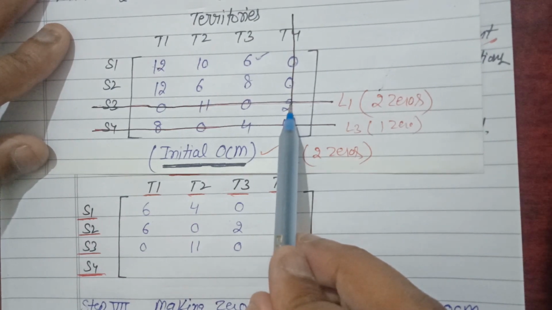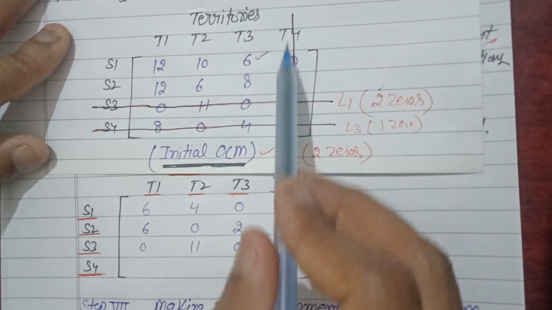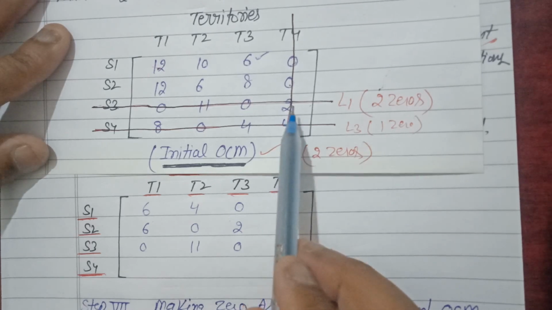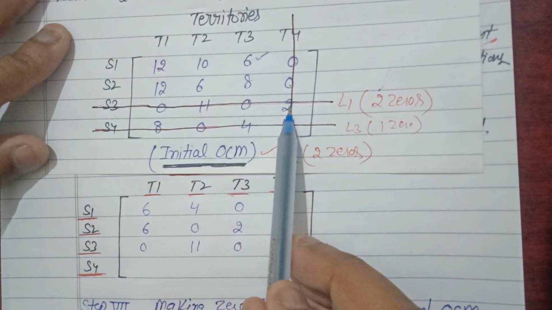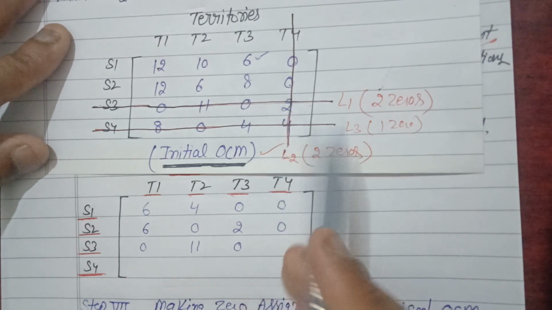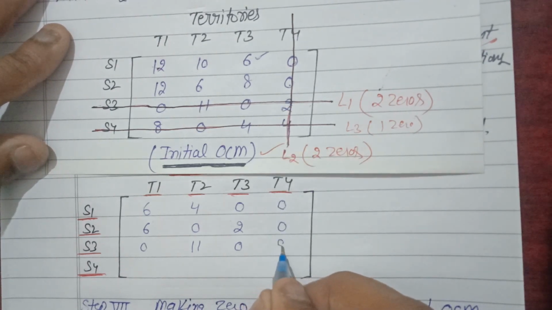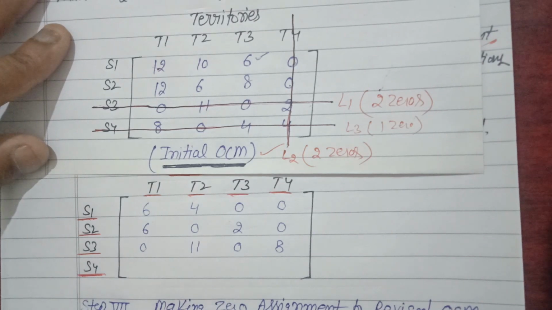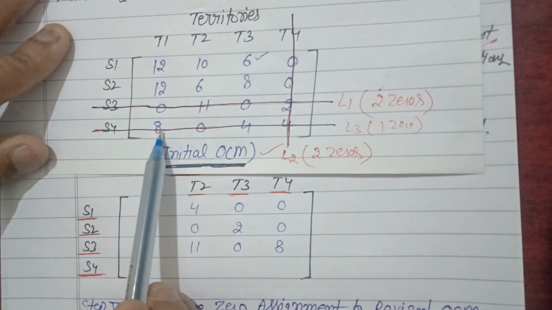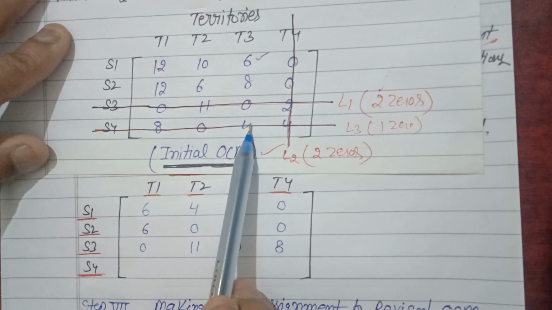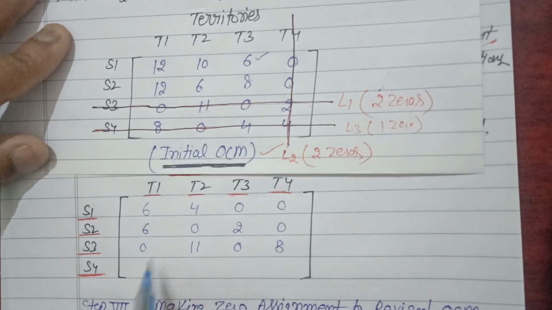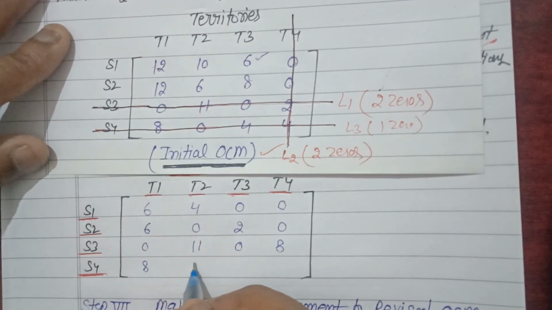Okay, now this element is on the intersection of two lines, so we have to add this minimum element to this value so that a new element can be generated here in the revised opportunity cost matrix. Again, moving to row 4, you will see that these three are uncovered elements, so we don't have to change these values as they are not on intersections.